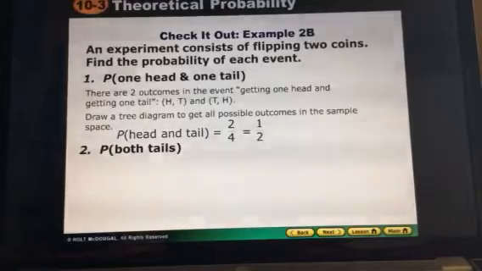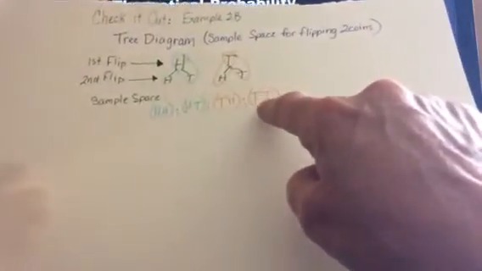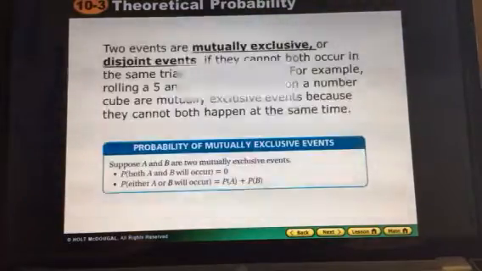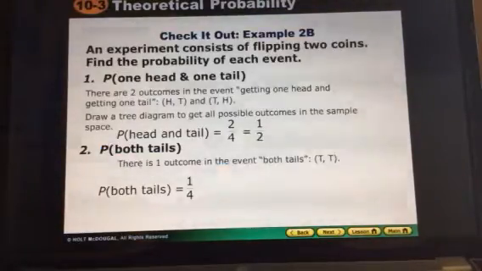Okay, now the probability of both tails. Well, let's look here. Okay, the only thing we have with both tails is tail, tail, so that's 1 out of 4, or 25%. They don't even put the 25%.